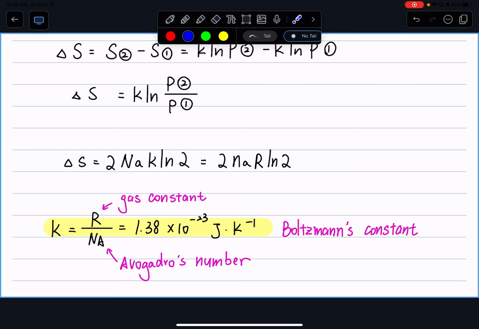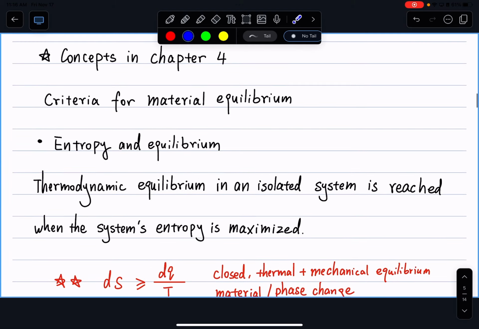It's not directly related to your exam, but I do think it's necessary. I gave you a little bit more lecture on the nature of entropy. Any questions on that? We're clear? Okay, sounds good. And then we move on to chapter 4.